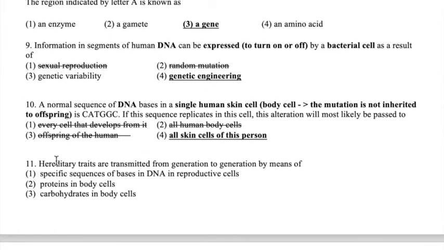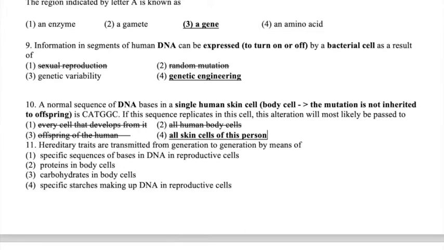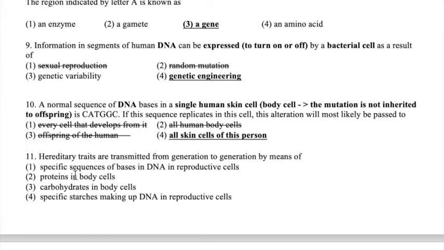11. Hereditary traits are transmitted from generation to generation by means of, let's look at this. So we have hereditary traits transmitted, which means to pass on, by means of what? What is passing on traits? Do proteins pass on traits? No, they don't. Cross it out.